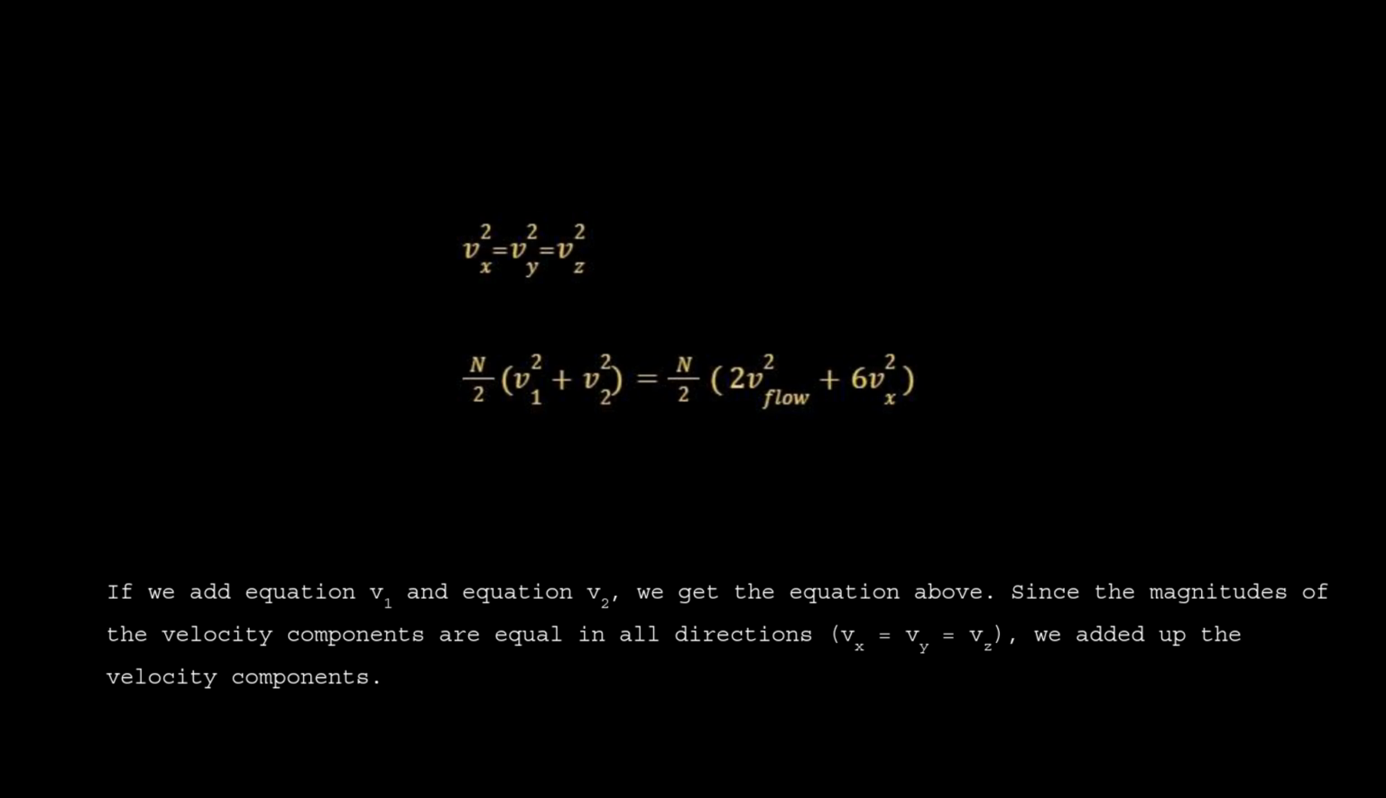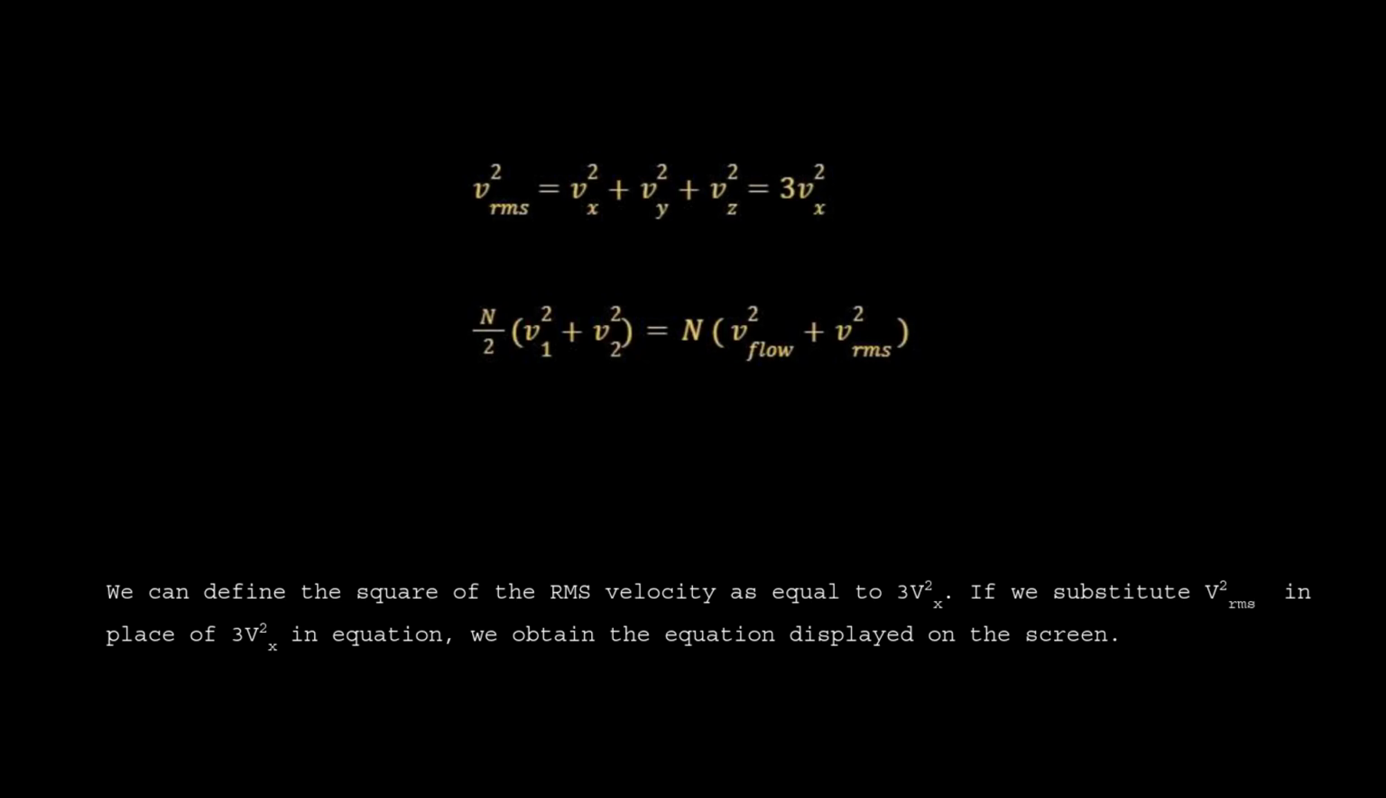If we add equation v1 and equation v2, we get the equation above. Since the magnitudes of the velocity components are equal in all directions, we added up the velocity components. We can define the square of the RMS velocity as equal to 3 times the square of vx. If we substitute vrms squared in place of 3 times vx squared in the equation, we obtain the equation displayed on the screen.